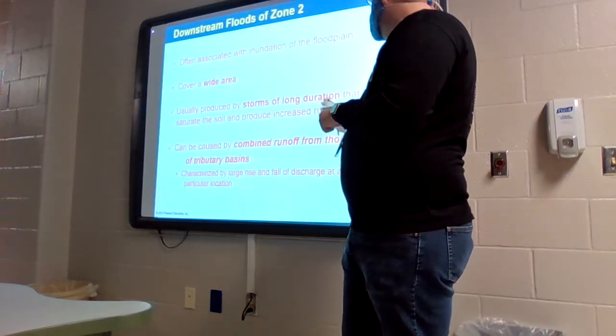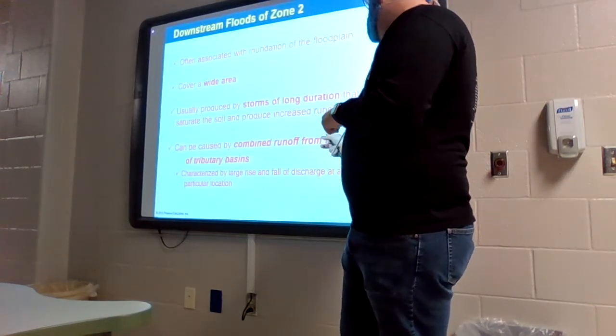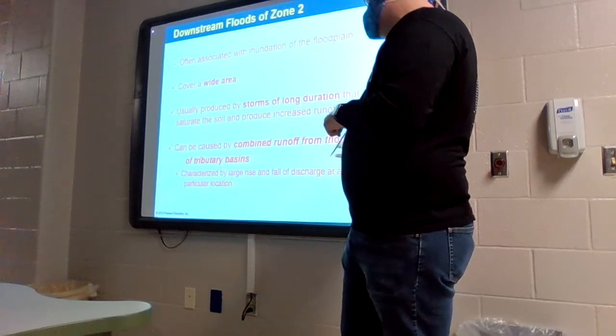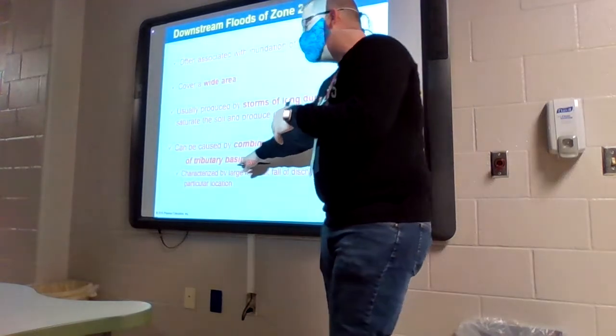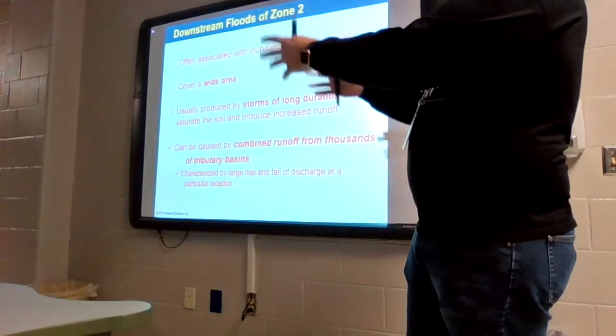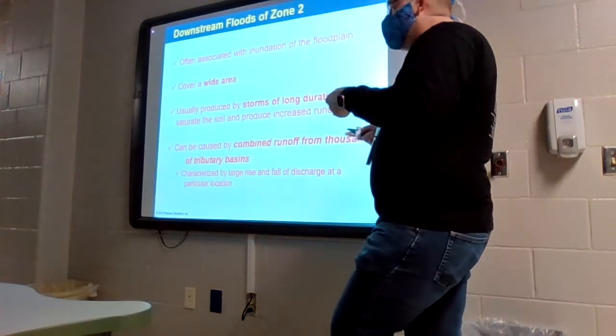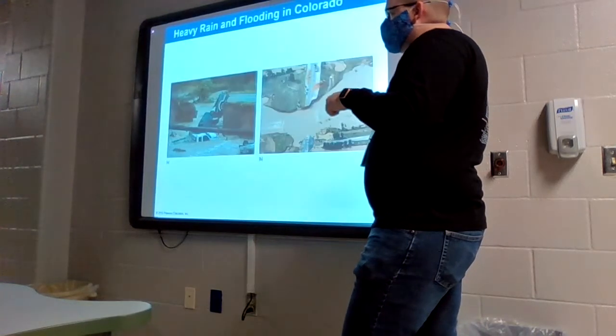Usually produced by storms of long duration, can be caused by combined runoff with thousands of tributary basins. So like I said, the funneling, where I get lots of little creeks and streams that all flow into one bigger river. It's just going to pile up and produce a flood.